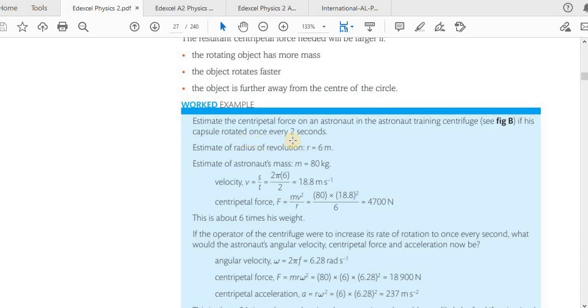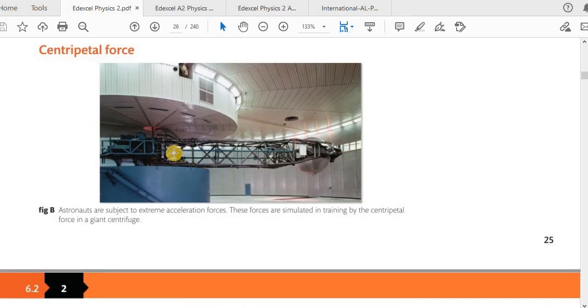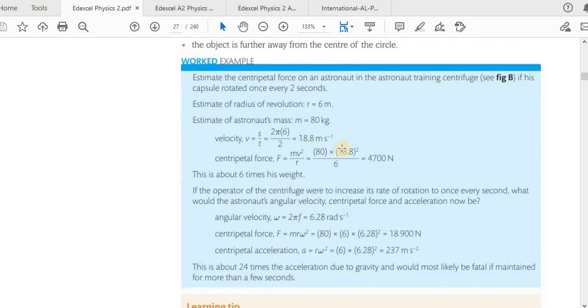If the capsule rotates once every 2 seconds, the period is 2 seconds. You can see it completes one rotation in 2 seconds. Estimate of the radius of revolution r equals 6 meters, because it's an estimate. Estimate of the astronaut's mass: a person can weigh about 70 or 80 kilos. Then the velocity is 2 pi r over T. Remember, 2 pi r over T. So 2 pi r is 6, over the period of 2. So we get this. Then centripetal force is this.